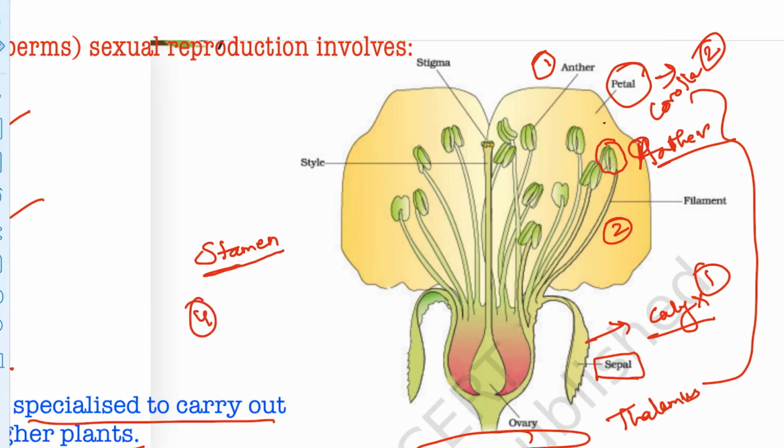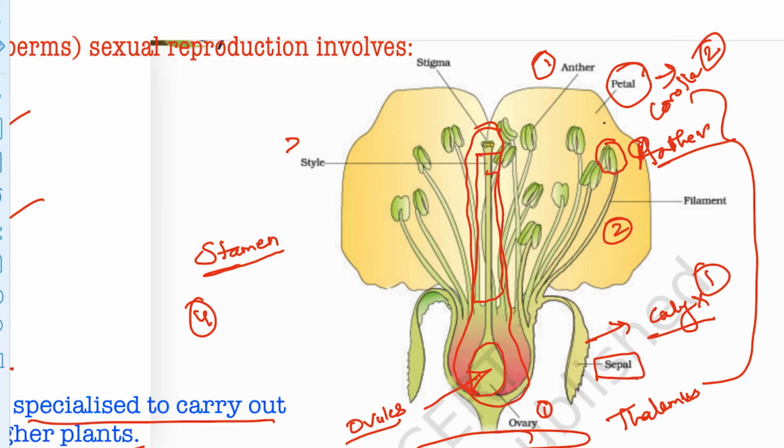And the fourth part is gynoecium. Where is gynoecium? This part is known as gynoecium. It has three distinct parts. The first one is ovary. It is a swollen part where ovules are developed. The second one is style, and the third is stigma. Stigma is the part where pollen grains are attached and they are transferred to the ovary through style. I hope this diagram is clear to you all.